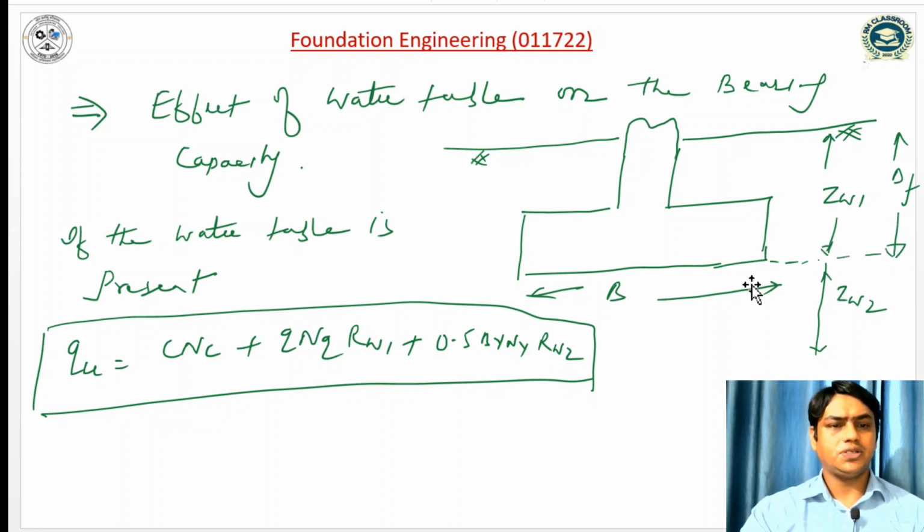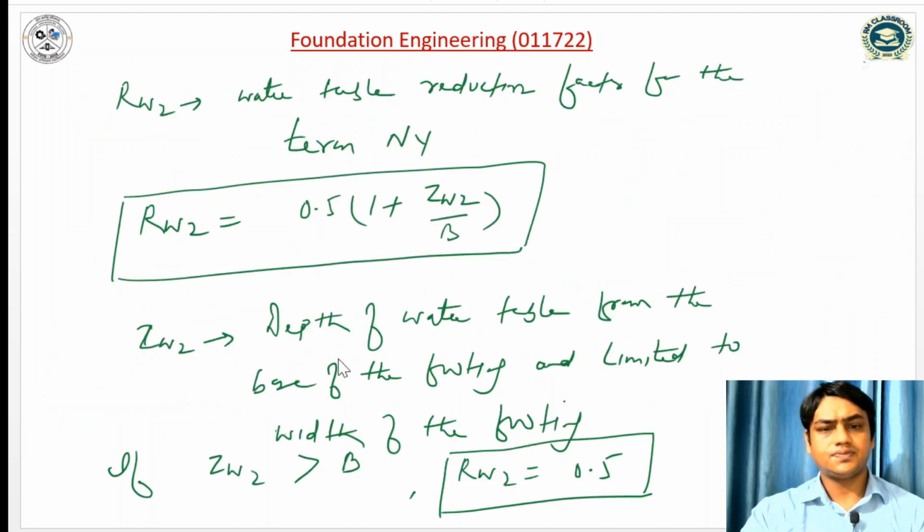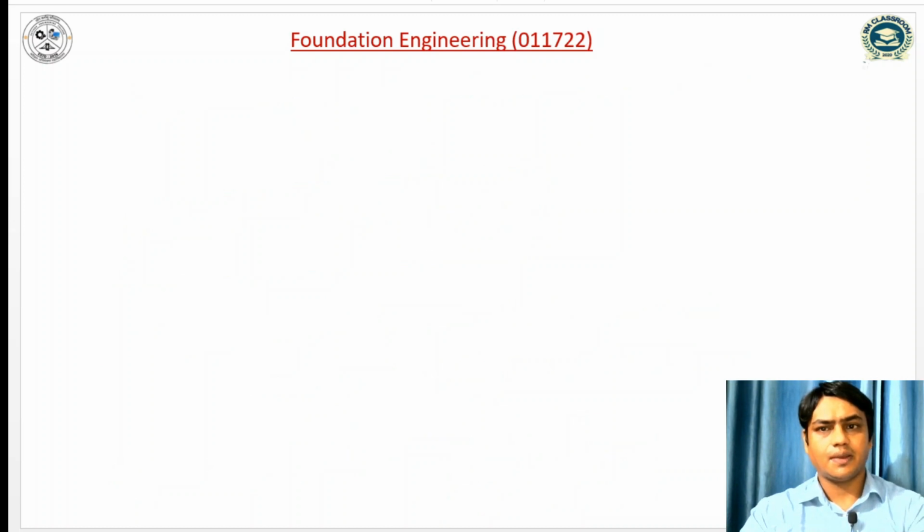Similarly, Rw2 is 0.5 into (1 + Zw2 by B), and this value is limited to the base of the footing, equal to B. Means when Zw2 is greater than B, that is, if the effective position of the water table from the base of the footing is greater than the width of the footing, then the value of Zw2 will be 0 and the reduction factor will be 0.5. So these are the two factors we have to apply in the ultimate bearing capacity.